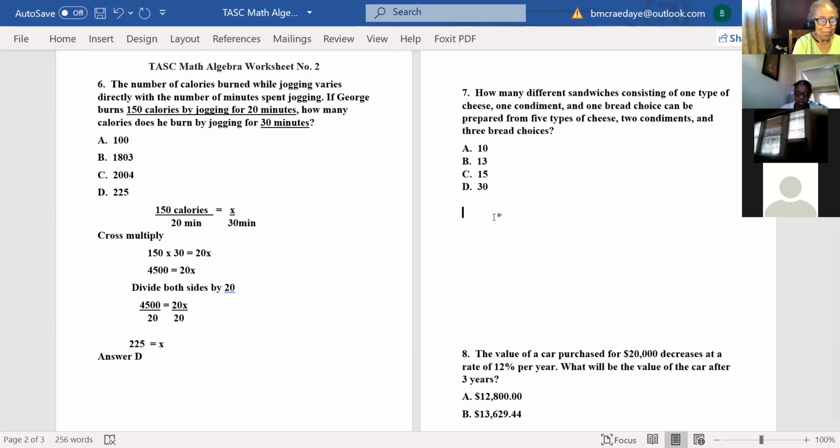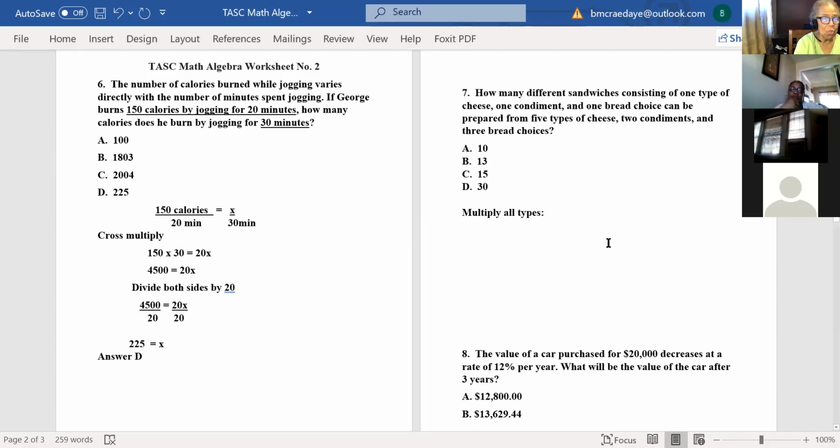I said, one bread choice can prepare 5 types of cheese, 2 condiments, and 3 bread choices. So I figured out by multiplying things in my head, right? But to write it on paper, don't ask me, Miss Barbara. To be truthful, I don't know. How many different sandwiches consist of one type of cheese?